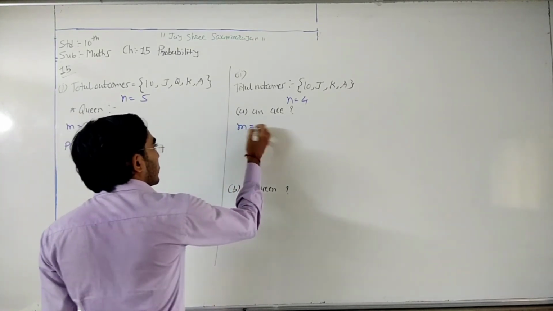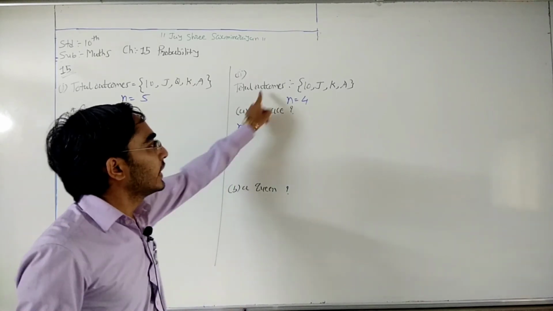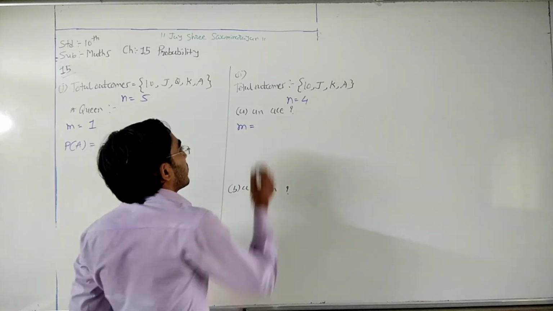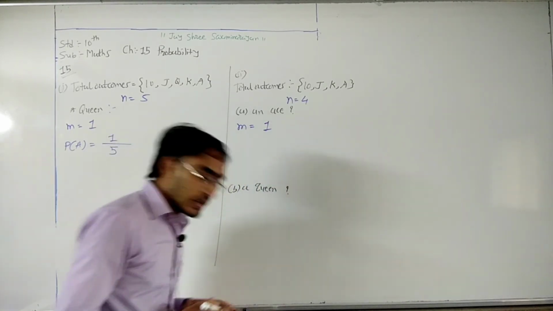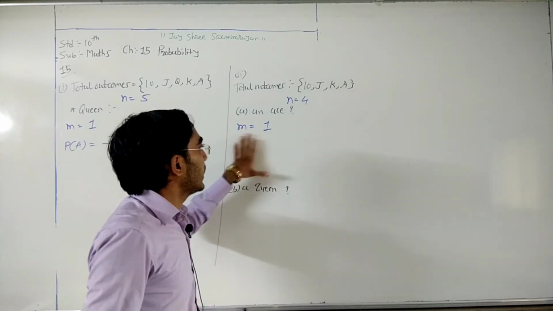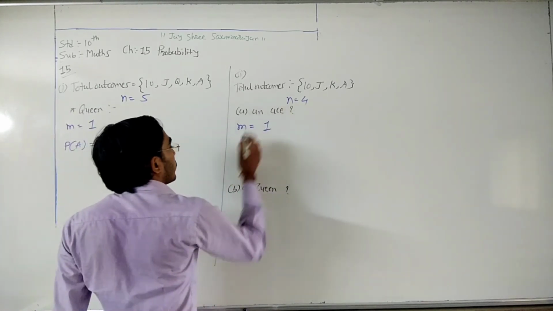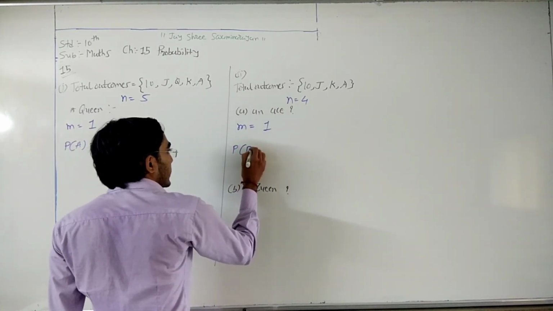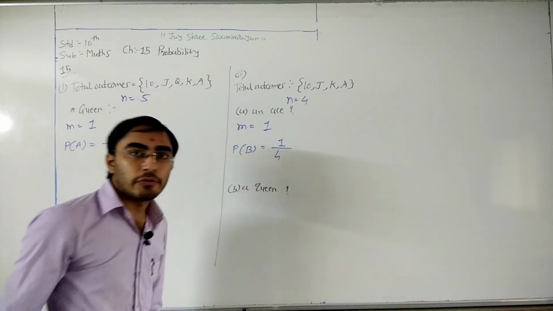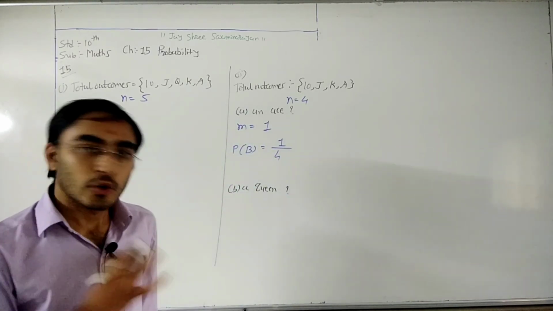So now favorable outcome. How many aces are there in the total outcomes? Only 1 ace is there. So our favorable outcome is 1. Right? Here we have only 1 ace. So our favorable outcome n is equal to 1. Okay? Now probability for ace. Favorable outcome 1, total outcomes 4, so 1 by 4. So probability for ace it is 1 by 4.